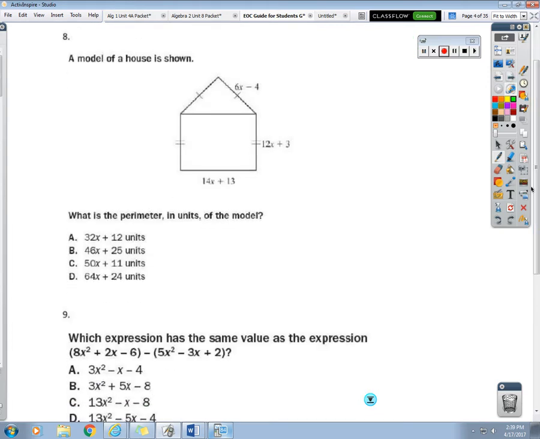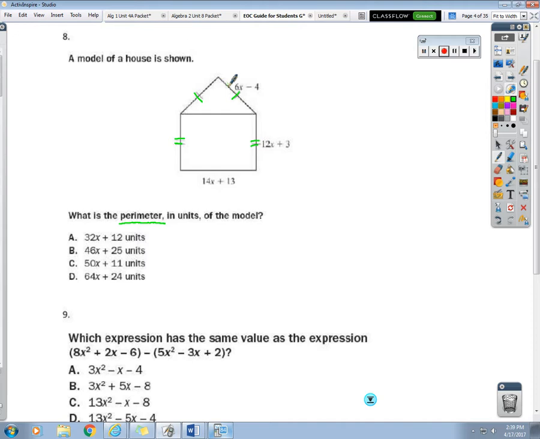A model of a house is shown. What is the perimeter in units of the model? Okay, so what are we asked to do here? Add up all the sides, because that's what perimeter asks you to do. What do all those little notches mean? Like this one has 1, this one has 1, this one has 2, and this one has 2. It means they're congruent or equal.